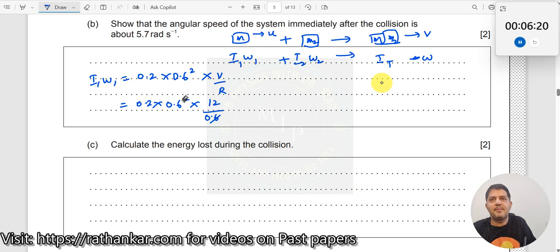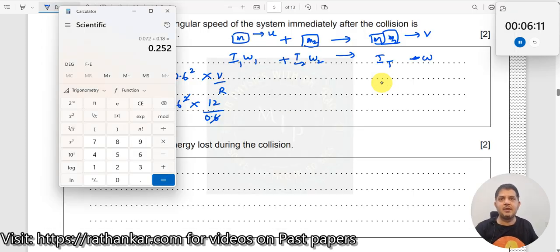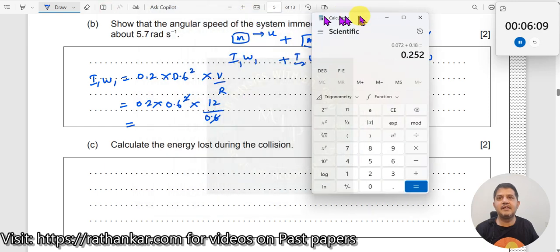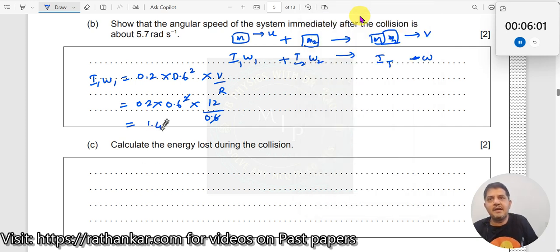When I do this, 0.6 ones are 0.6 twos are, which will now be equal to 0.2 into 0.6 into 12. Let us calculate this value. So what do I get here? 0.2 times 0.6 times 12, I get the answer 1.44. So 1.44 will be your I1 omega 1 here. This we have got now.